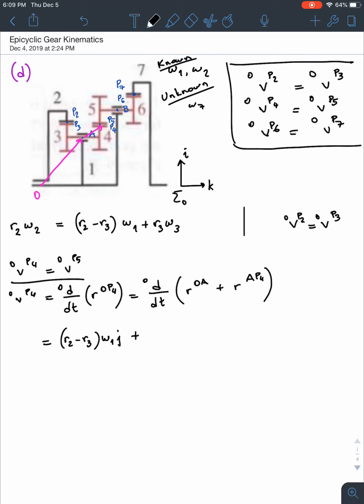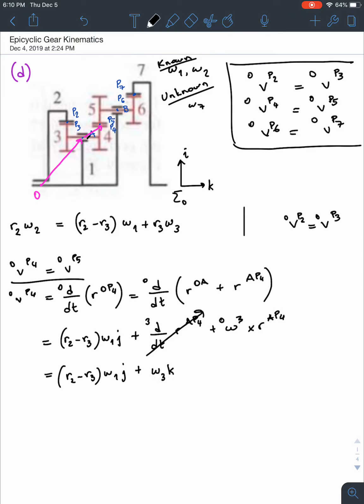Plus, now I'm talking about the derivative of RA to P4 in the zeroth frame. Of course, the vector that goes from A to P4, this one here, is fixed in what? In the third rigid body, because the third rigid body contains gears 3 and 4, right? So its angular velocity is omega 3 in the k direction. So what I'm going to do is take the derivative in the third frame. Okay? Using the differentiation in two frames formula. Of course, let me carry these terms here. Now, the derivative in 3 of the position vector from A to P4 is 0 because that vector is fixed in the third frame.